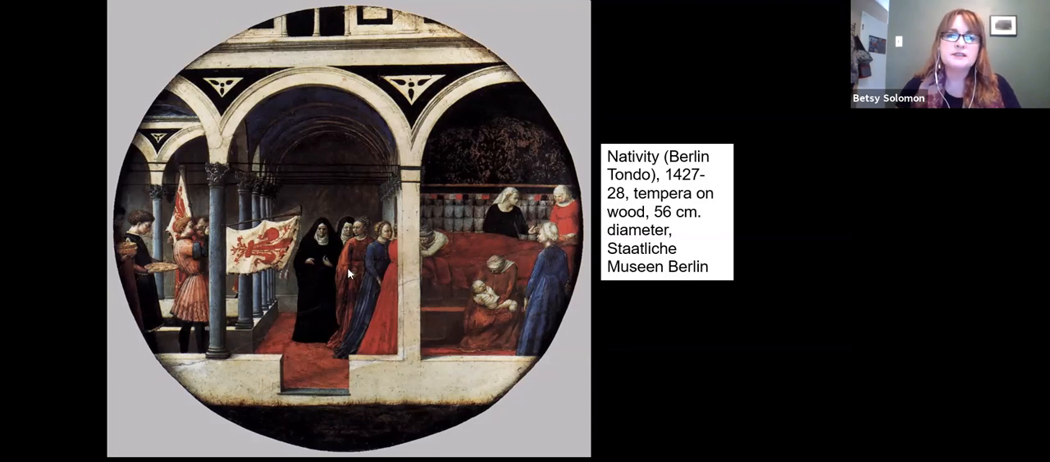So our nativity is happening in three compartments of this wonderful architectural scape. So we have the Virgin Mary still in bed, and we have all sorts of attendants around her that are holding the Christ child there.